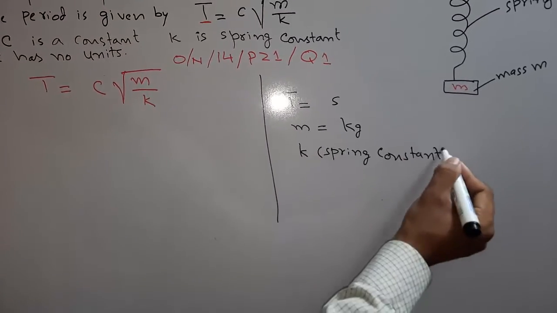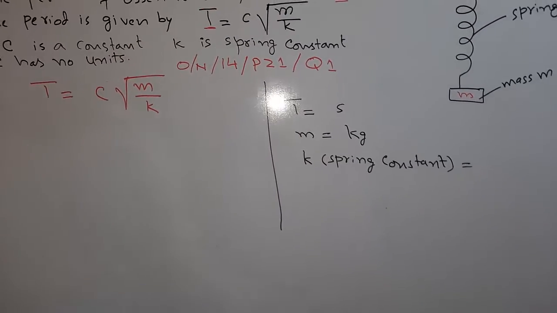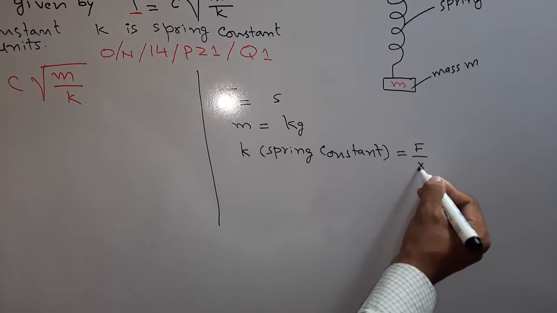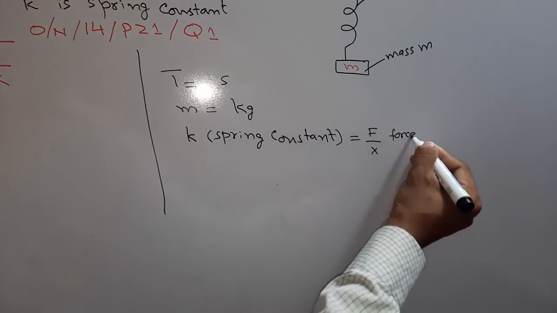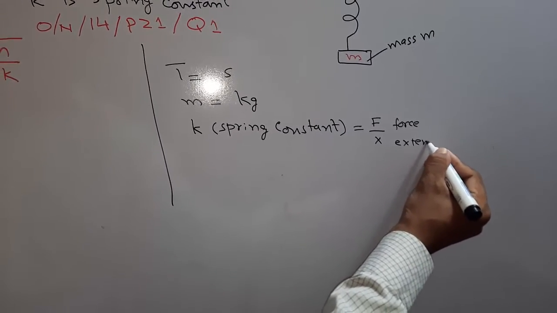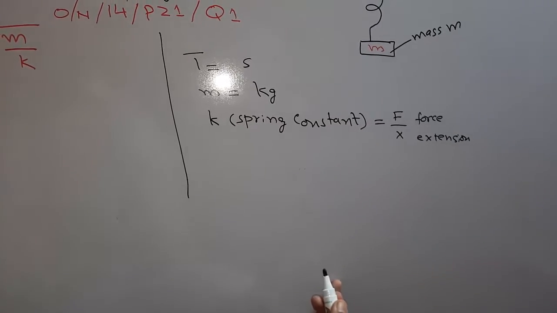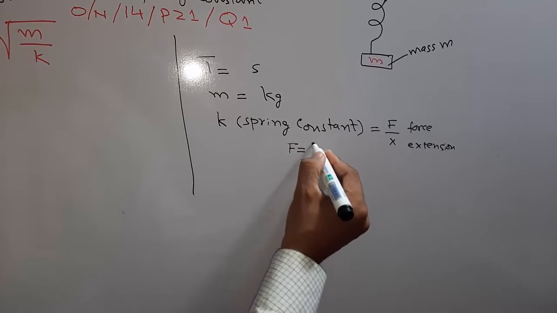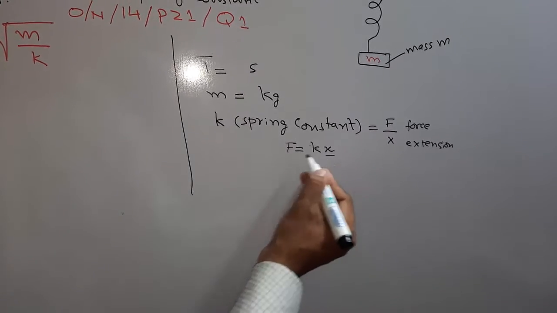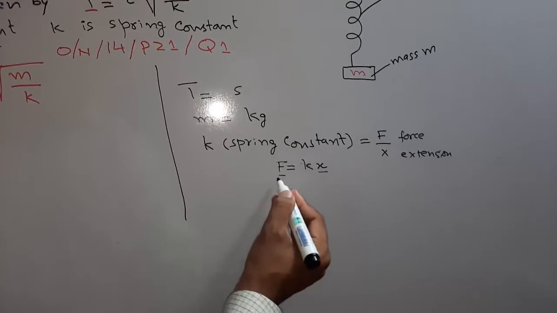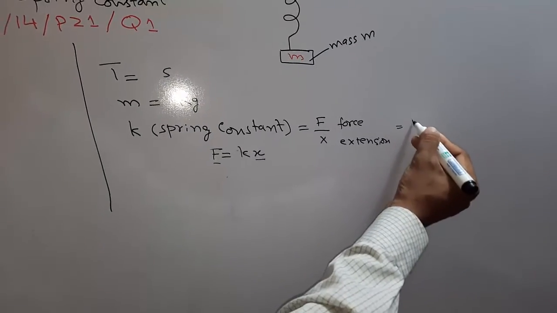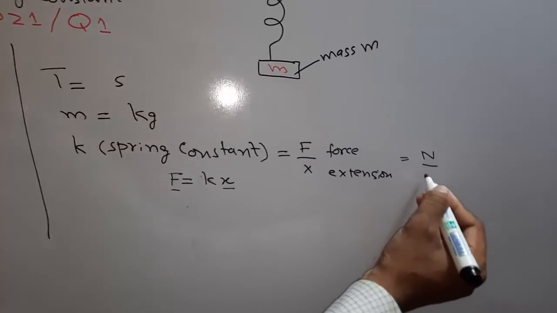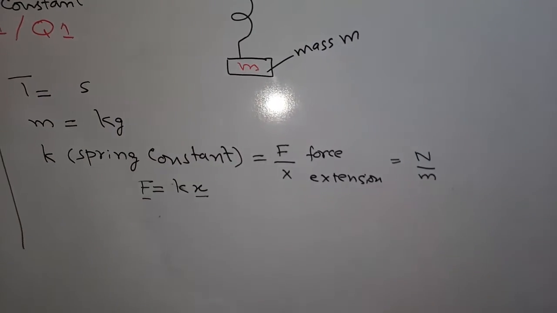Okay. So spring constant is basically the ratio of force over extension. That is derived from Hooke's law, F is equal to kx, where x is the extension and F is the force. We all know that force is measured in Newton, and extension means an increase in length, so we represent that extension in meter.